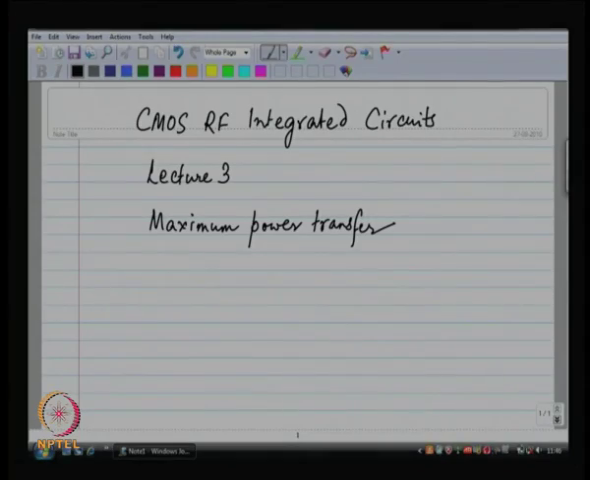Hello everyone, and once again we are at CMOS RF integrated circuits. This is the third lecture, and today's agenda will be to discuss the maximum power transfer theorem.